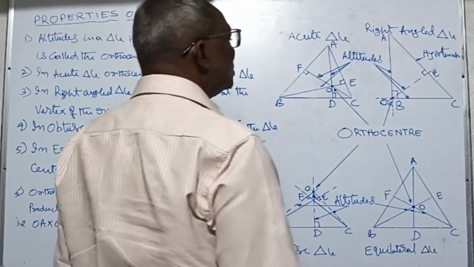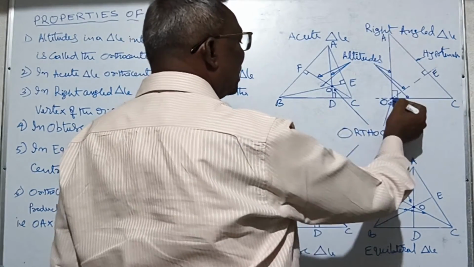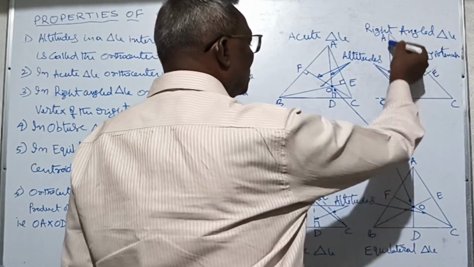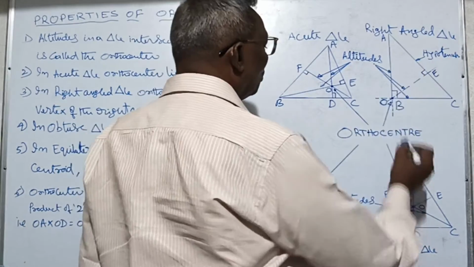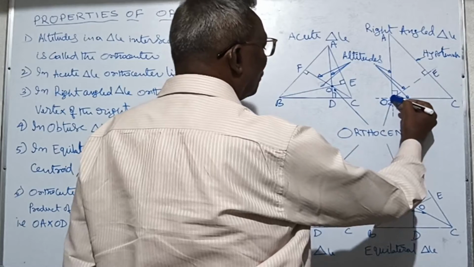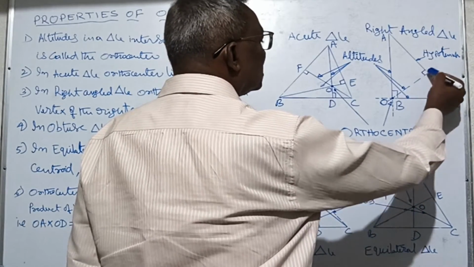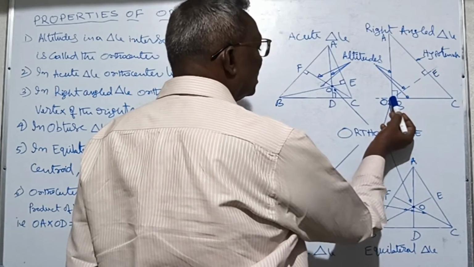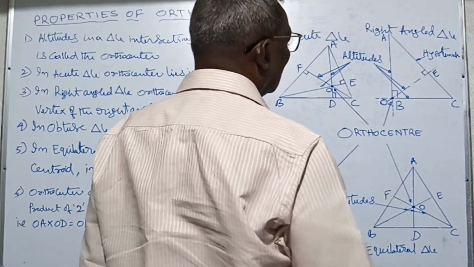Altitude. What is altitude? From vertex, the perpendicular to the opposite side. So this is the line. Both are meeting at one point. Similarly, from the vertex to the opposite side, this is altitude. So three altitudes are meeting at the vertex of the right angled triangle.